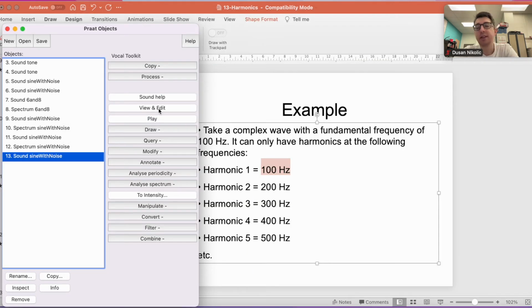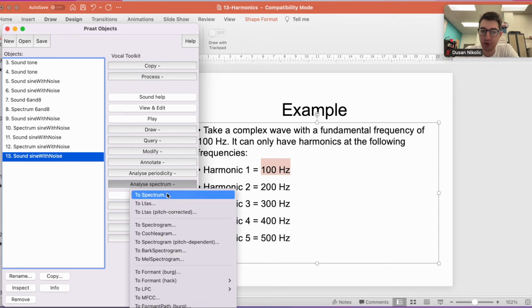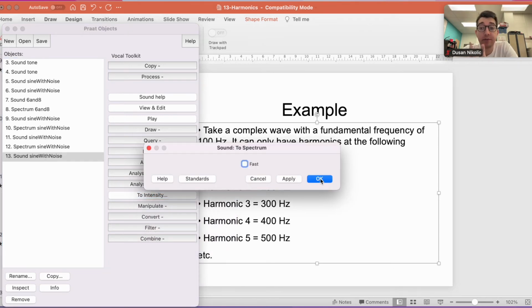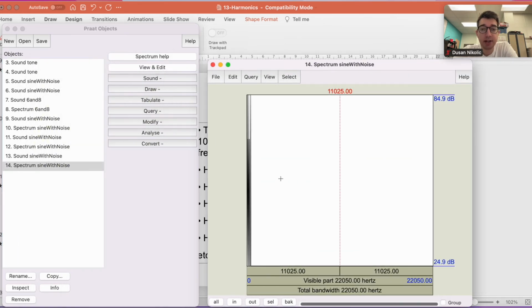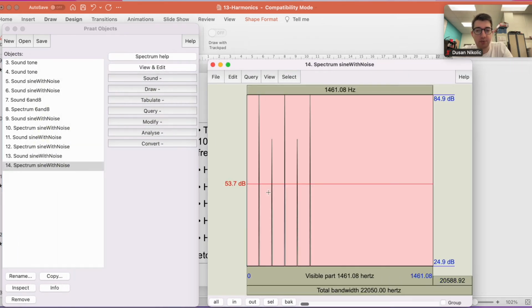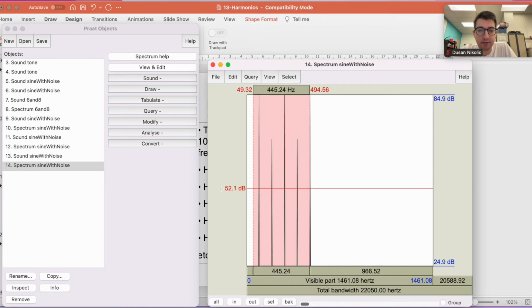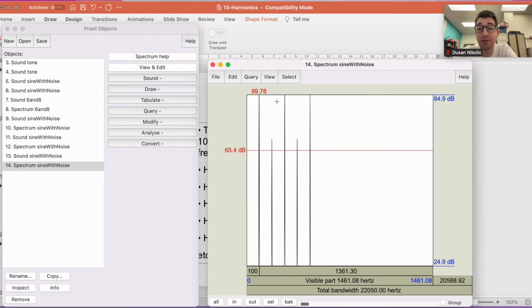Okay, so I created a complex wave. This complex wave, if we go to spectrum to see what the component frequencies or harmonics are, we will view and edit, and we will see its spectrum here, right? Maybe I changed the amplitude of these, but it doesn't really matter. We are now concerned with frequency.